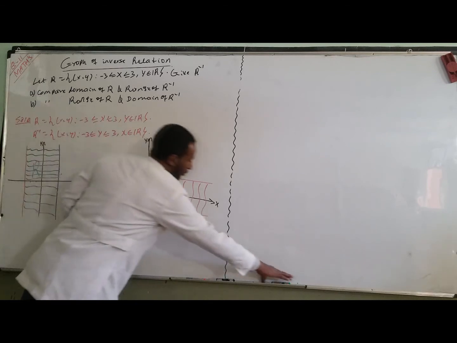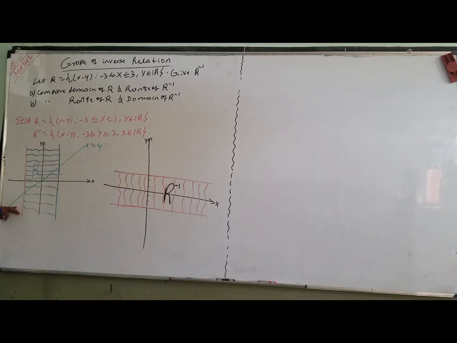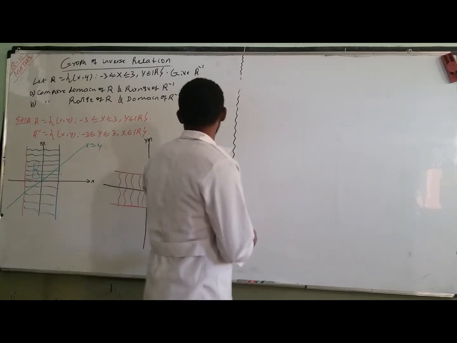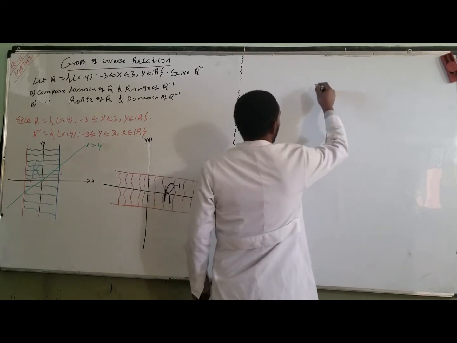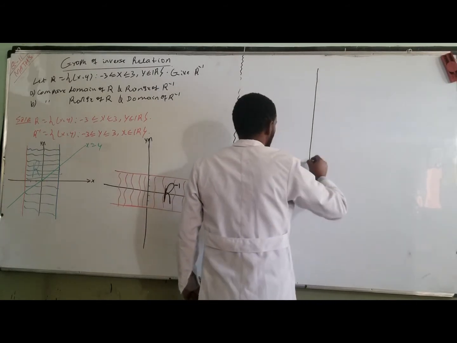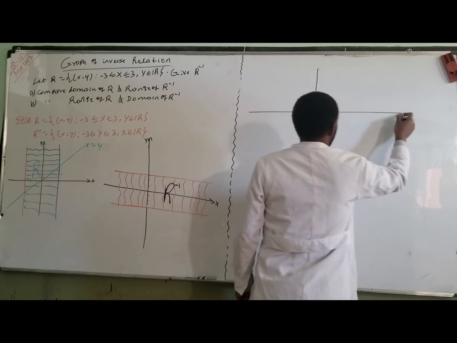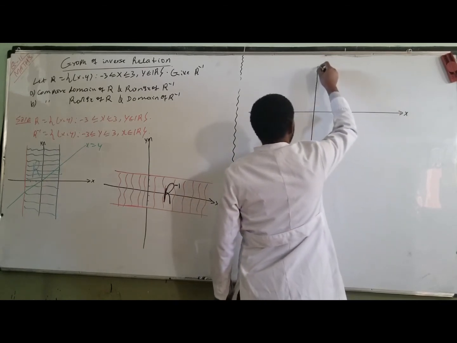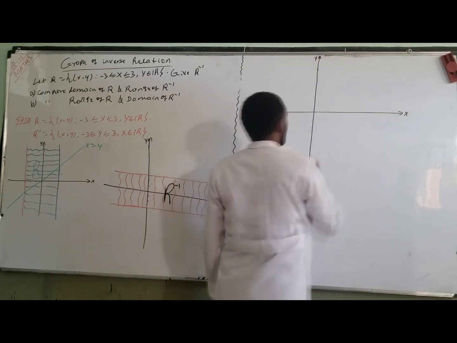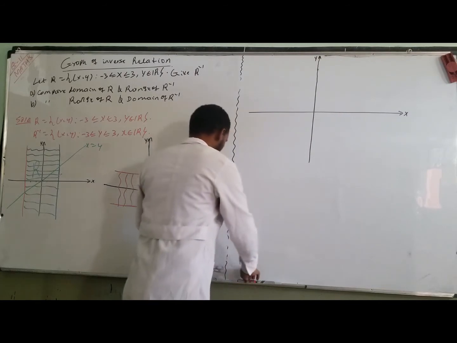With respect to x is equal to y, that means the graph of R inverse is a mirror image of the graph of R with respect to x is equal to y. Let us see on the same xy coordinates, this is x and this is y.